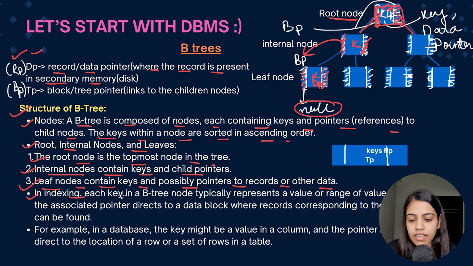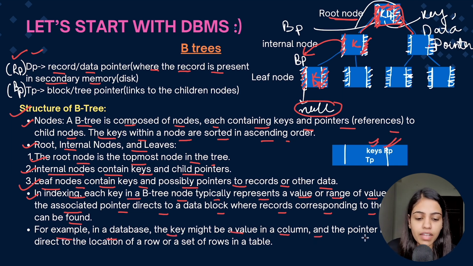Now, in indexing, each key in a B tree node typically represents a value or range of values, and the associated pointer directs to the data block where the record corresponding to the key can be found. So for example, in a database, the key might be the value in a column and the pointer might be the direct location of the row or a set of rows in a given table.